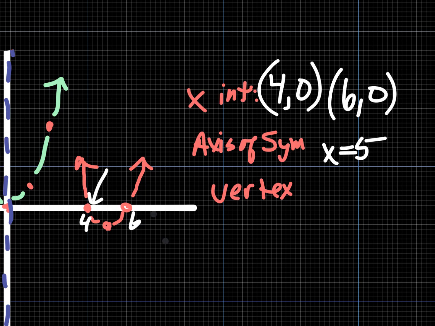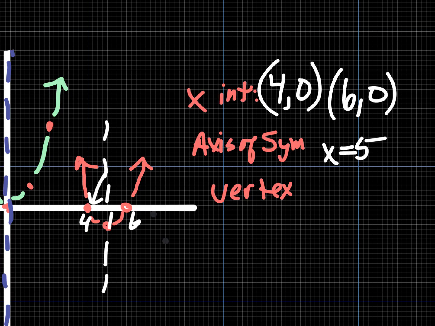It's a dotted line that runs right down the middle of it. It's a lot like an asymptote. It's not an asymptote, but it's like it because you use a dotted line for it, and it's up and down like that. Okay. And last but not least, the vertex.